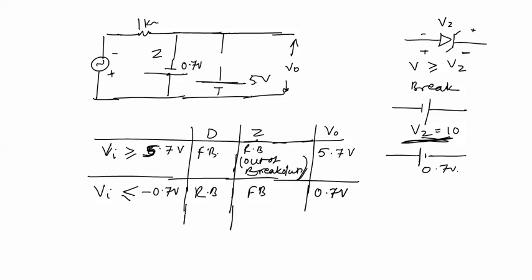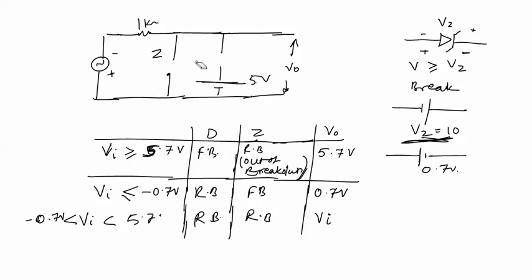And the last case, if Vi is greater than minus 0.7 volt but less than 5.7 volt, both the diodes will be reverse biased. None of the diodes will operate, and output will be equal to input Vi, because both will be open circuited. If both are open circuited, this input voltage will reach up to the output. There is no path for current flow, so there will be no voltage drop across the diode.